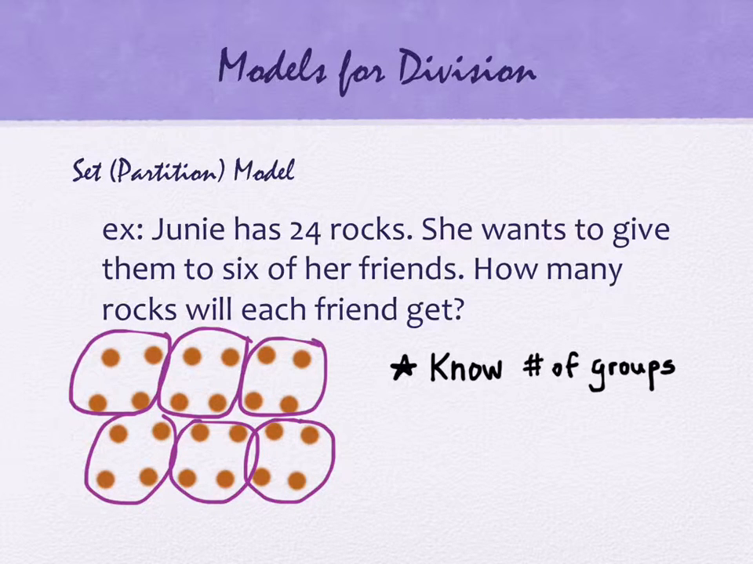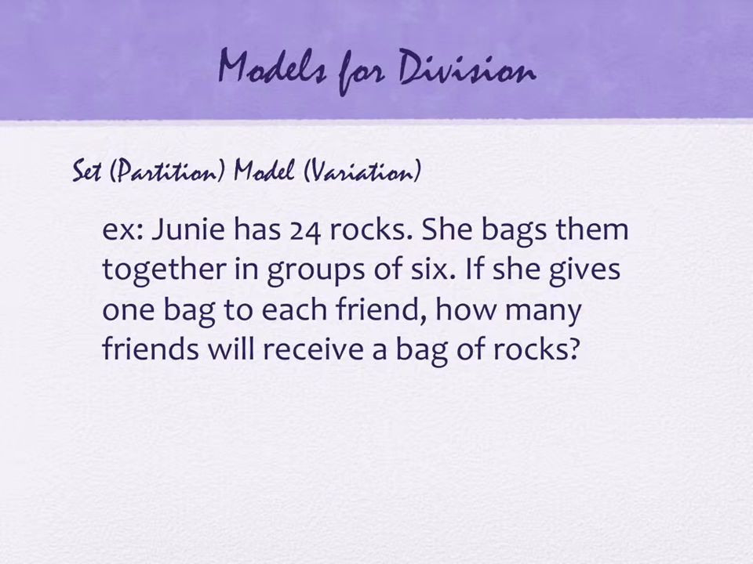Okay, a variation to this. This one looks slightly different, the word problem itself. All right, again, Junie has 24 rocks. She bags them together in groups of 6. If she gives one bag to each friend, how many friends will receive a bag of rocks? We've got our same rocks as before.